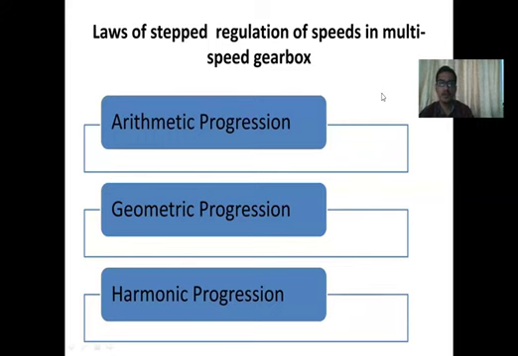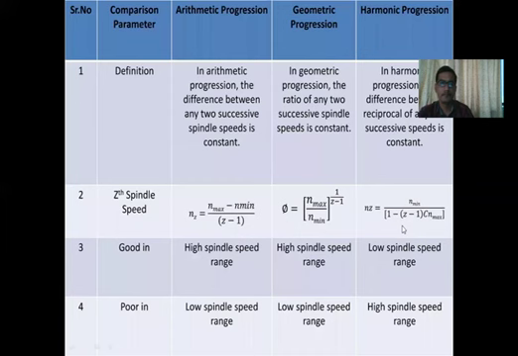So there are three basic laws of progression. One is arithmetic progression, the law of arithmetic progression. Second one is geometric progression, and third law is harmonic progression. So these are the three laws that are used to perform the stepping of the speeds in case of a multi-speed gearbox. Now we will see the comparison of these various laws of progression.